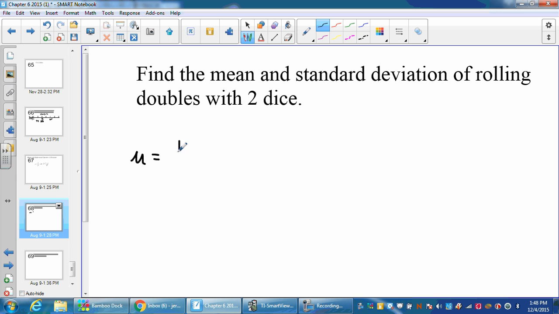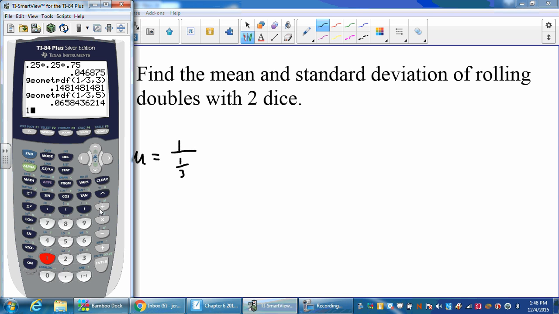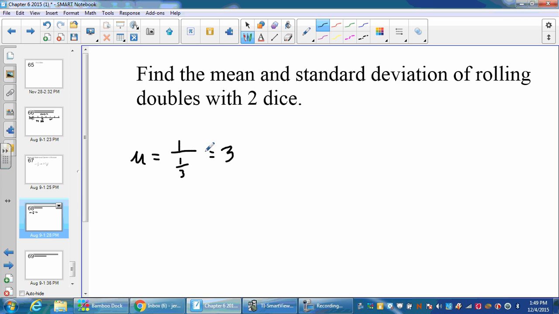So the mean is 1 over 1/3. If you know your fractions really well, you can see that that's just 3. Or you can just take 1 over 1/3 on your calculator and see that it's 3. So we would expect about 3 rolls before we get it. Sometimes a little less, sometimes a little more.